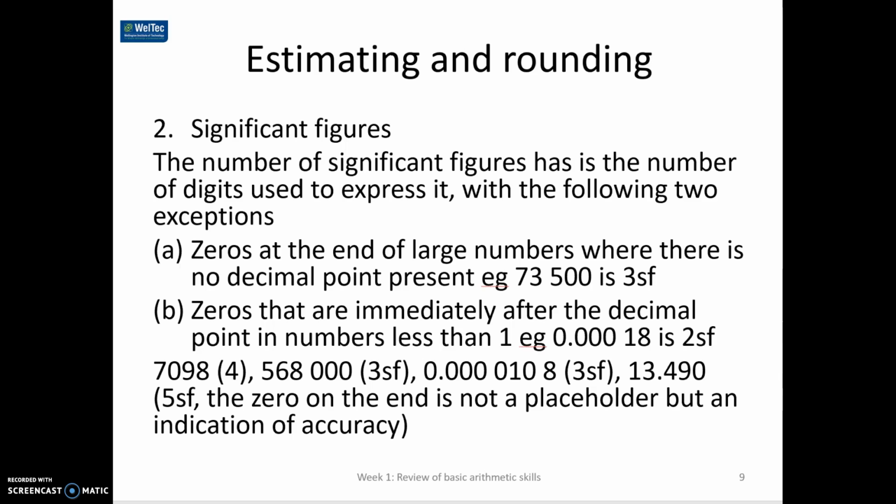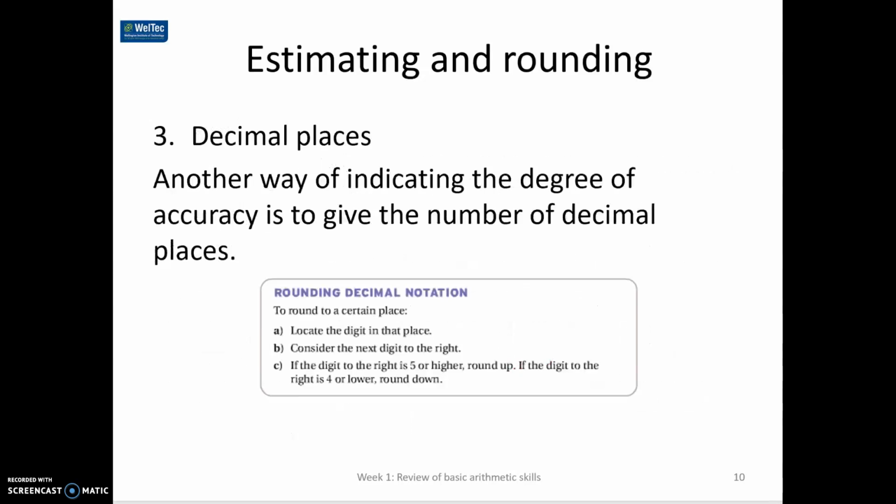If we're talking about significant figures, then there are the instructions there. If we're talking about the number 73500, that is actually 3 significant figures, because it's just these 3 that are significant. If we're looking at this one, 0.000, lots of zeros, 108, that is 3 significant figures, because those are the significant figures.